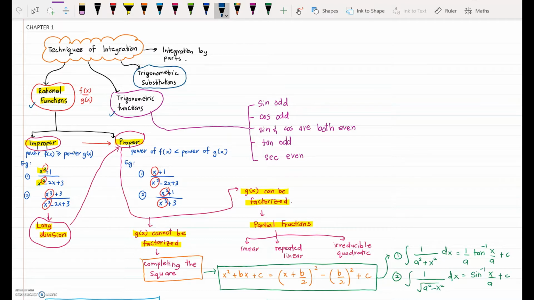Okay, we have three expressions that are involved in this technique. The first one is the square root of a square minus x square. The second one is the square root of a square plus x square. And the third one is the square root of x square minus a square. Basically, this technique, the trigonometric substitutions technique, is used to evaluate integrals involving radical terms. However, it can also be used to solve integrals without the radical terms.